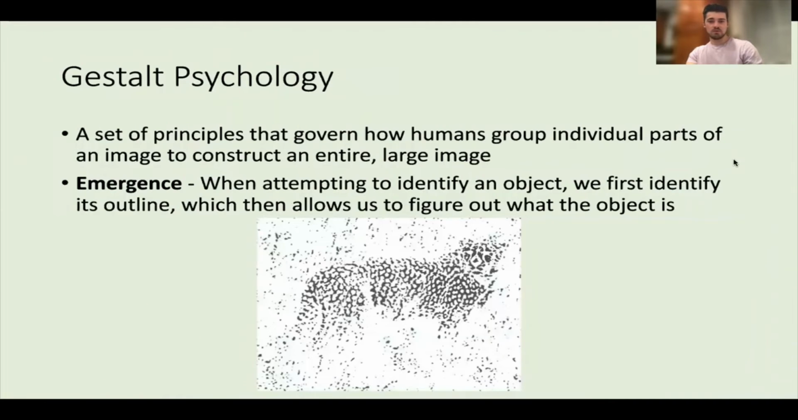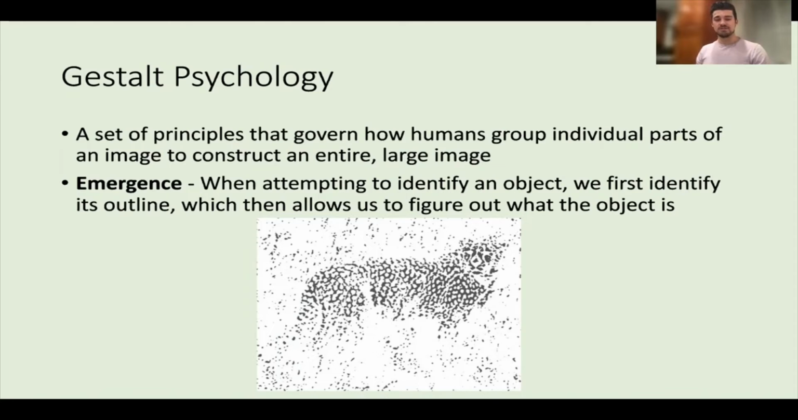Okay, so a little bit about Gestalt psychology. So Gestalt comes from a German word that I think means grouped or together. So it's a set of principles that govern how humans group individual parts of an image to construct an entire large image. So it's basically just how we group images, sometimes ambiguous images, to make sense in our mind.